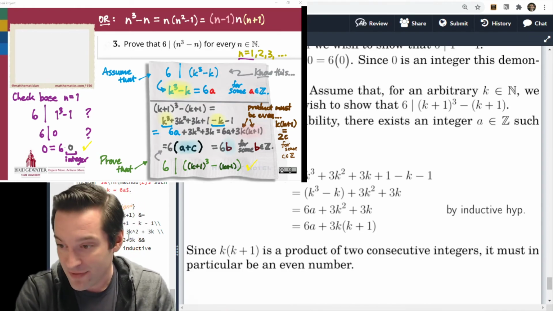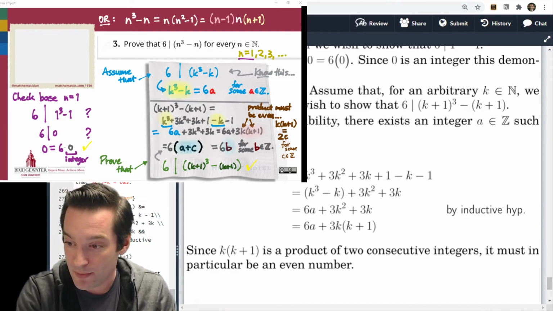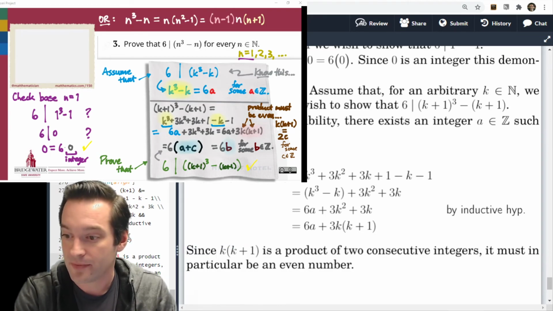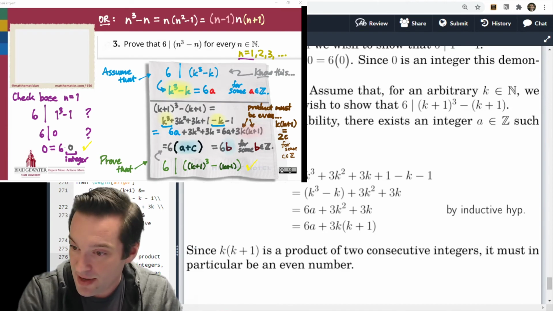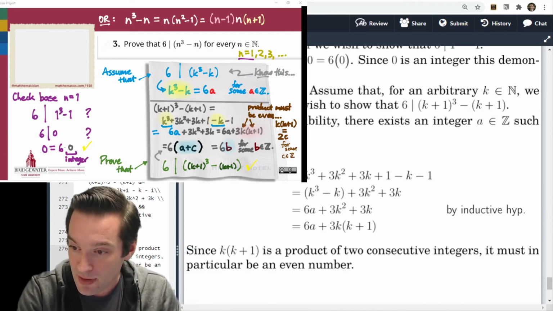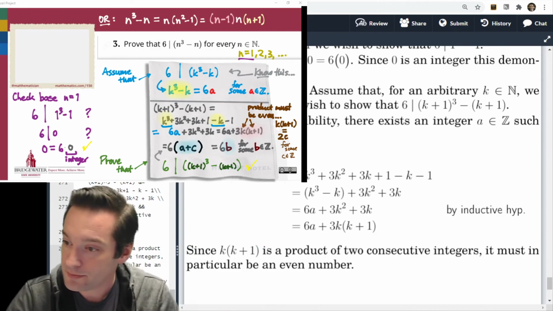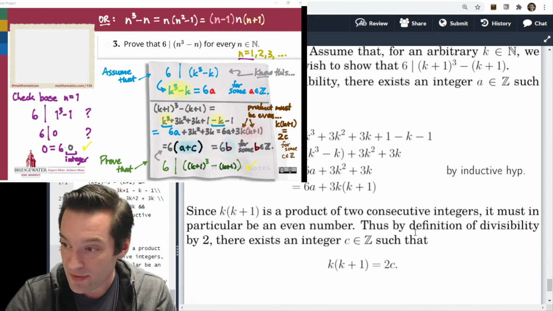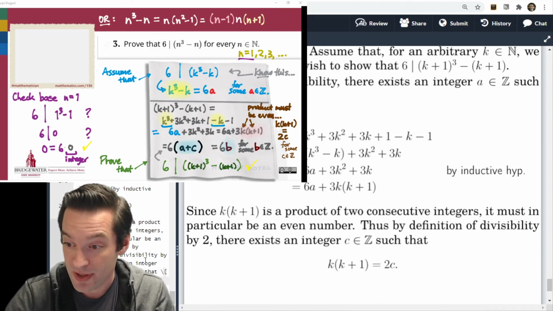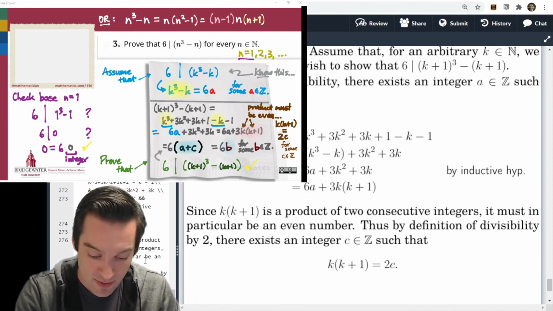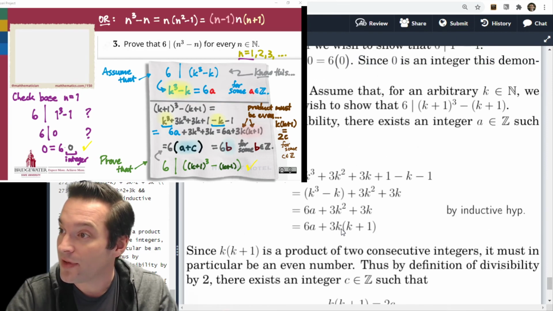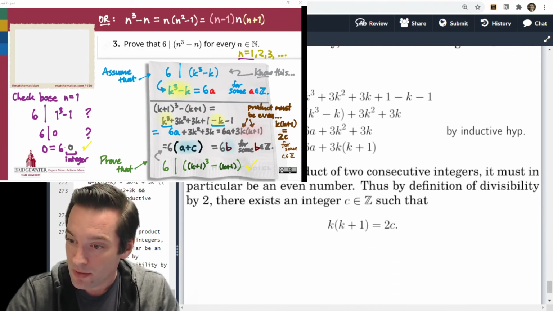Thus, again, by definition of divisibility, in this case divisibility by 2, there exists an integer. So introduce the integer first, and then say what it satisfies, such that k times k plus 1 is equal to 2 times c. So by definition of divisibility by 2, we get the integer c for which k times k plus 1 equals 2c. This implies that, and then we go back to our calculation that we were doing from before, right? Where I have this k times k plus 1, we'll substitute that back in.